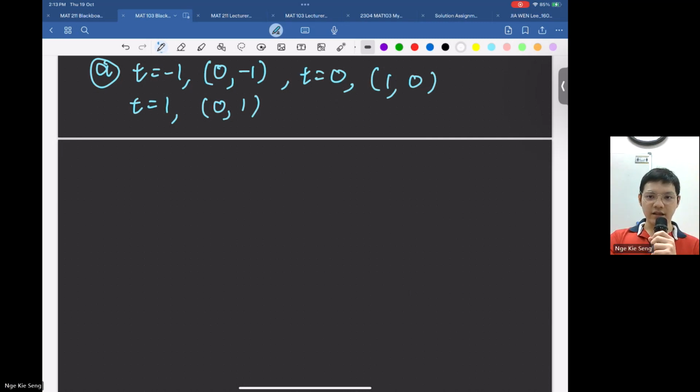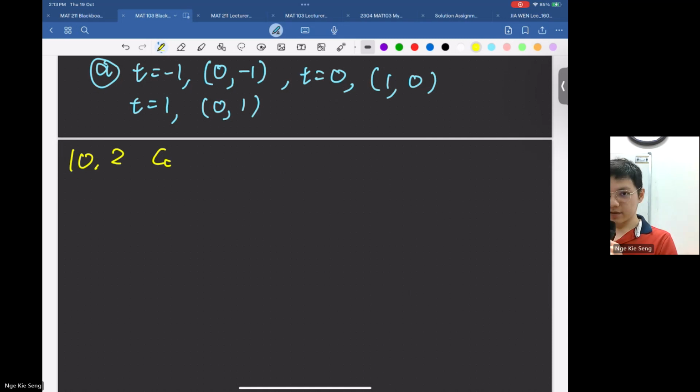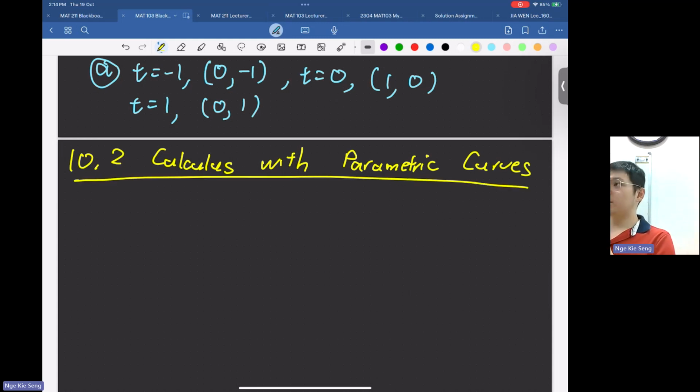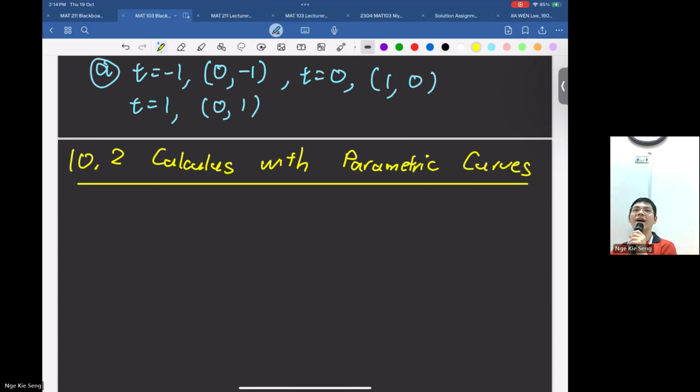Okay, next. Now we're going to do calculus on parametric curves. So what does calculus mean? What does calculus mean? Steep curve. Okay. Any more tries? Calculus, what's calculus? Calculation. Okay, calculation. Integral. Okay, integral.